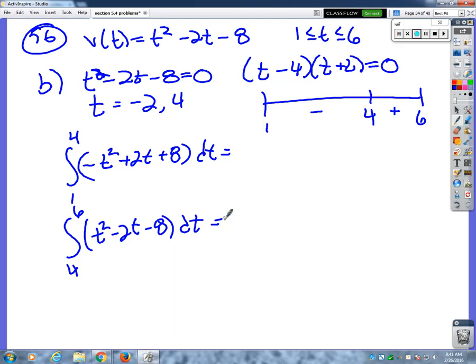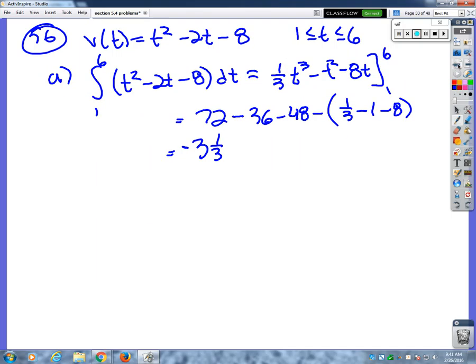So from 4 to 1, can we just change what we got to 1 to a positive number? Don't you think? Yeah, so it's negative 8.3. So you came up with the antiderivative, you got negative 1/3 t cubed plus t squared plus 8t. And what you're telling me is when we plug, what?